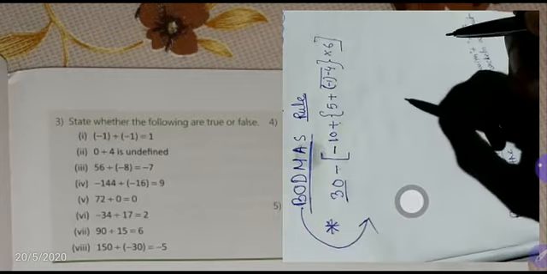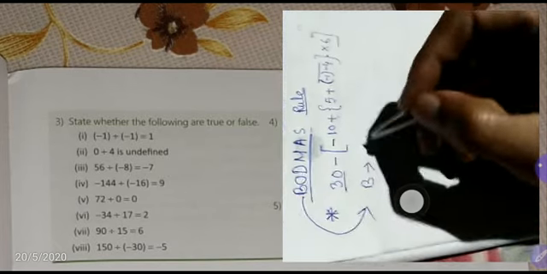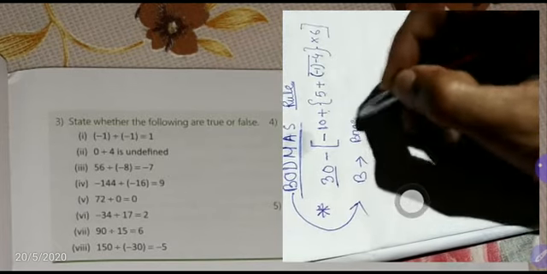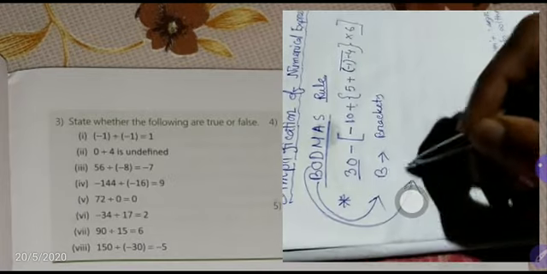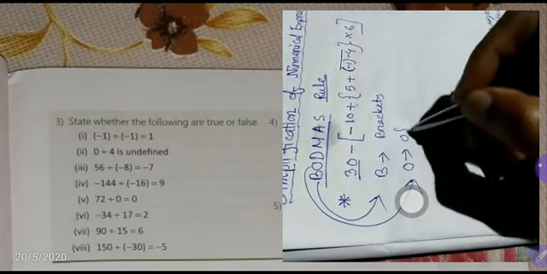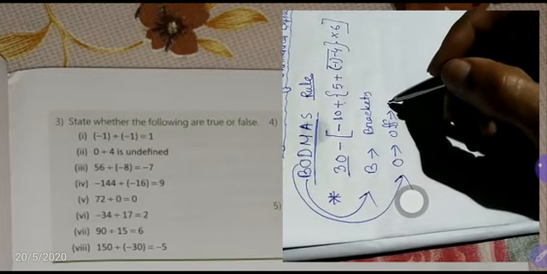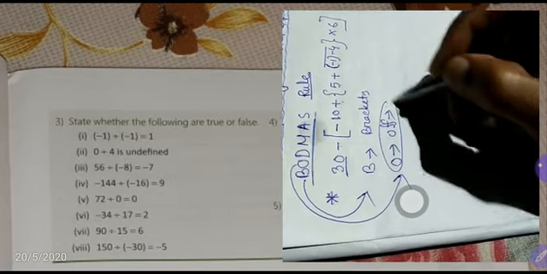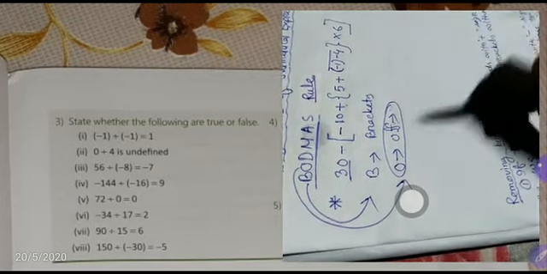In this BODMAS rule, what does B indicate? B means brackets. After that, what is O? O means of. Of means some powers are there. In higher classes you will get all this. Now you don't have to know about this operation. Just remember O means of.